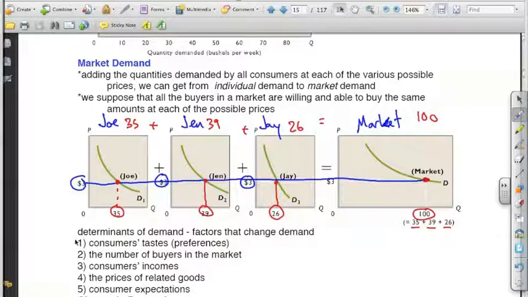If we want to find out determinants of demand, or factors that change demand, then we have to look at consumer tastes, which are just preferences, how much you like the good, numbers of buyers, how many individuals are in this market that are buying, consumers' incomes, the prices of related goods, and consumer expectations. You guys will learn that consumer incomes depends on whether the good is normal or inferior. And then for price of related goods, it'll matter whether it's a complementary good or a substitute.